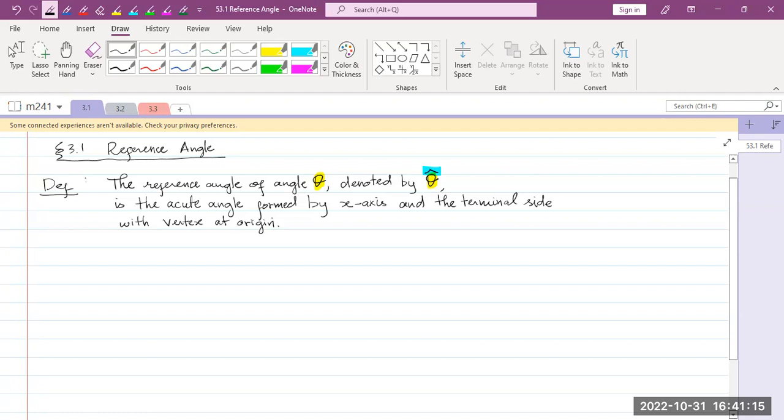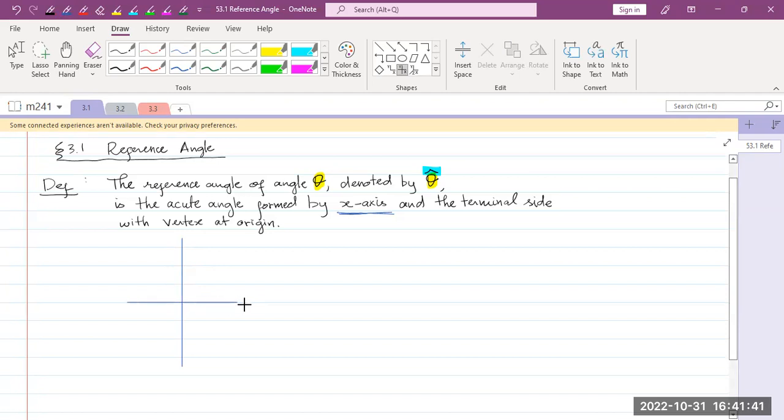Okay, now notice that the x-axis here does not have to be positive x-axis. Doesn't have to be positive x-axis like angle in standard position. Angle in standard position has to be positive x-axis, right? Now, reference angle doesn't have to be. Now, let's take a look.